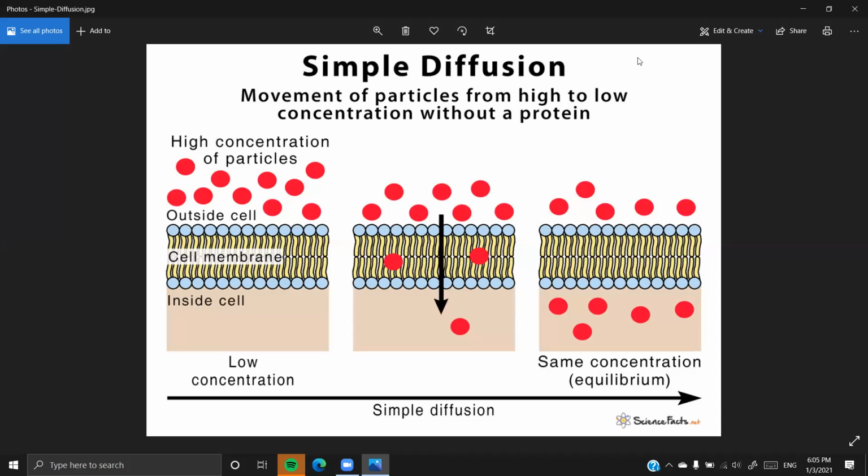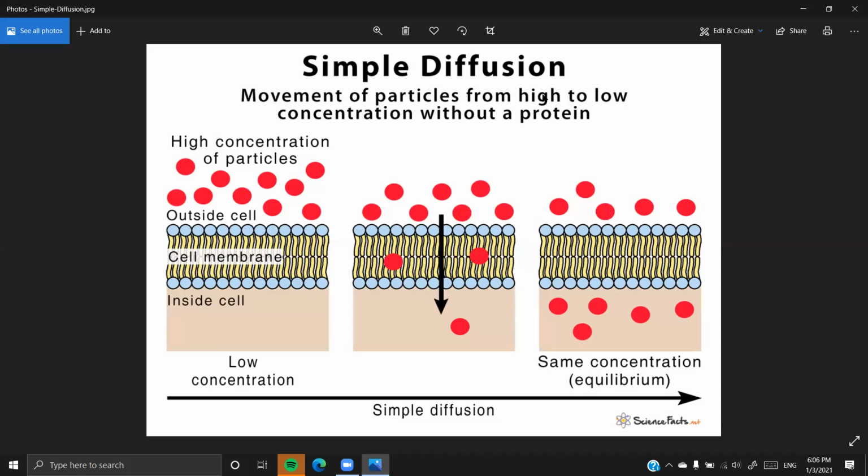Today in this video, we will be learning about the transportation of molecules across the plasma membrane, that is your cell membrane, which is partially permeable to few of the molecules or the ions. So we'll be seeing the processes like diffusion, facilitated diffusion, as well as the active transport in this video today.